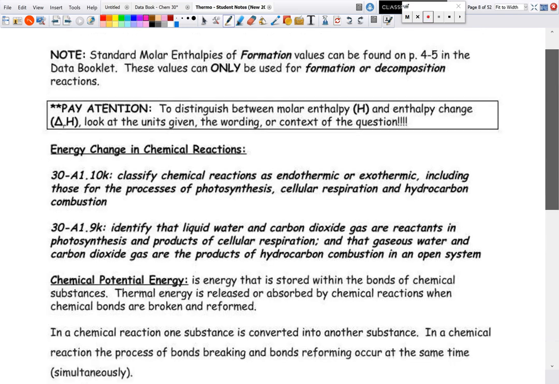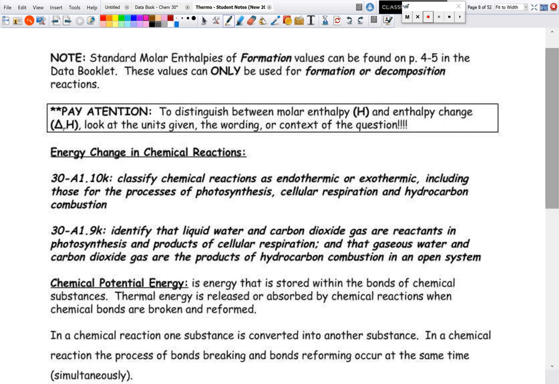Now, what we have right here, I know there's a lot of words right here. We can find standard molar enthalpies of formation, only for formation reactions, on page 4 and 5 of our data booklets. And once again, formation or decomposition. We'll get to why decomposition later, but decomposition is just the opposite of formation.